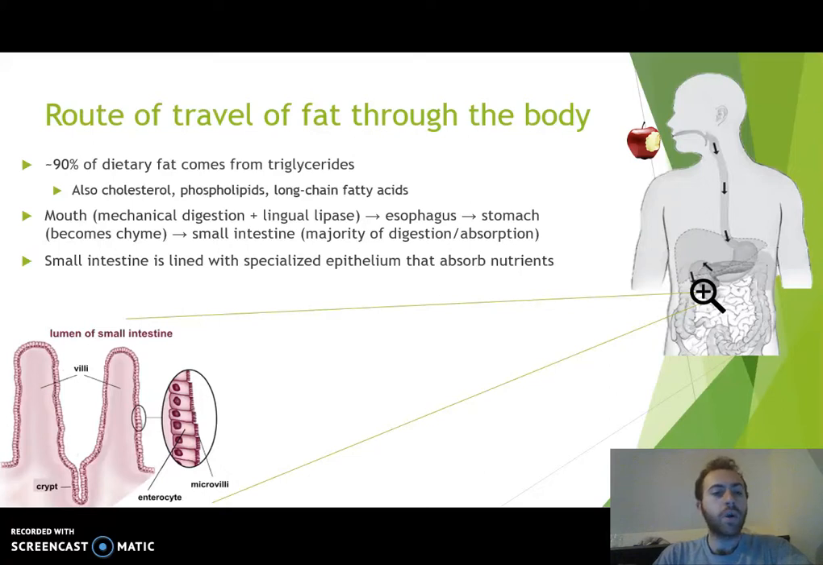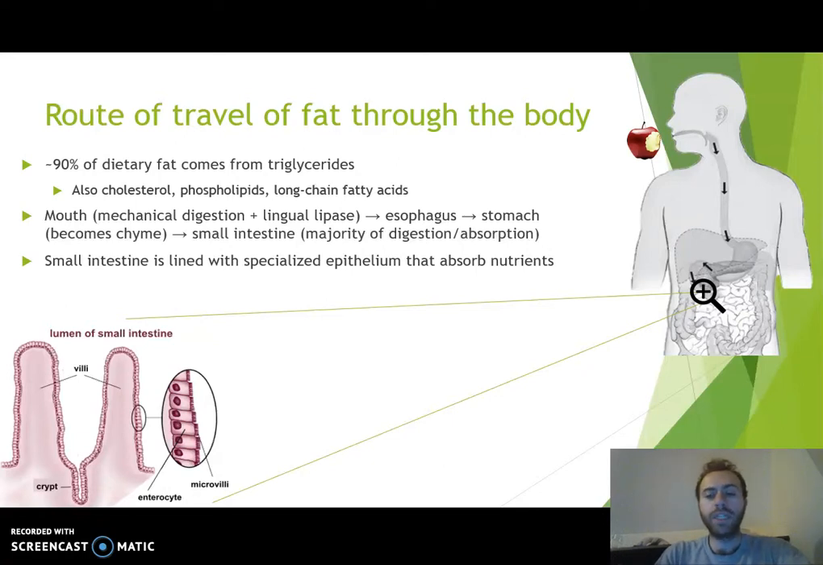In order for fats to be absorbed by the digestive system, they need to be broken down into smaller lipid droplets. The course of fat through the body starts in the mouth, as can be seen here with this man eating an apple, where mechanical digestion begins by chewing. Some short-chain lipids are also broken down at this point by the enzyme lingual lipase. The bolus then travels down the esophagus, as indicated by these arrows. It enters the stomach, where it is churned and mixed with acid to become chyme. It then enters the duodenum of the small intestine, where the majority of digestion and absorption occurs.